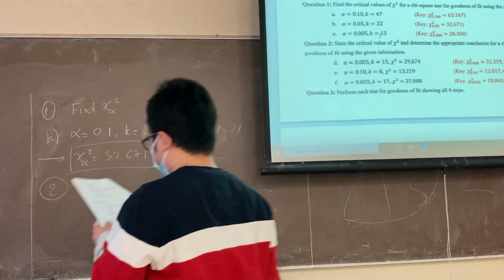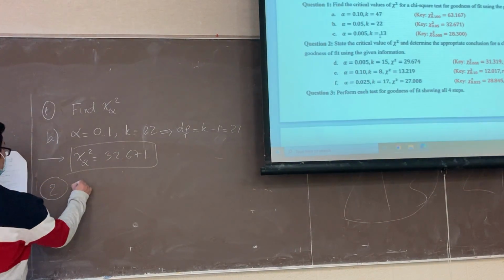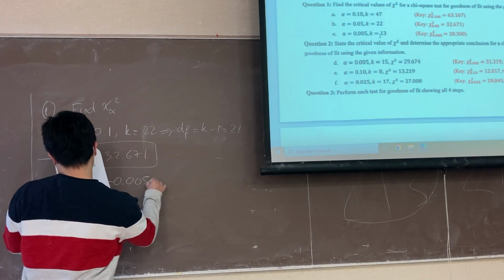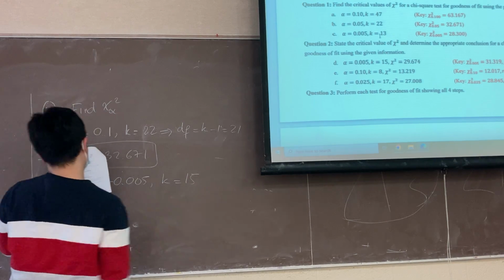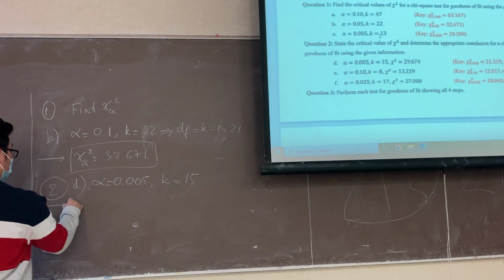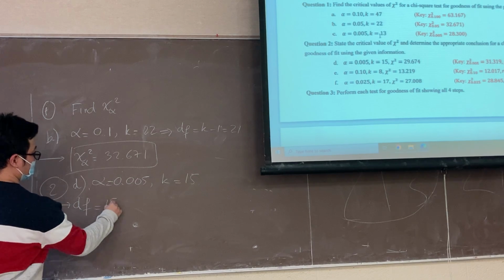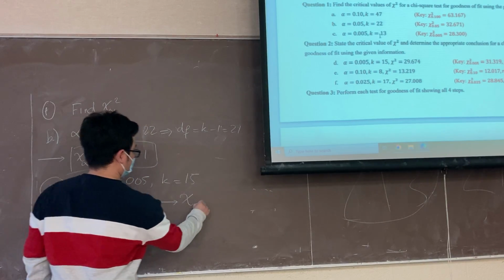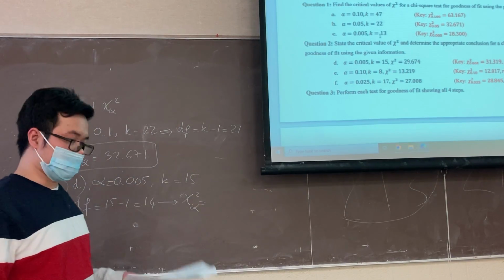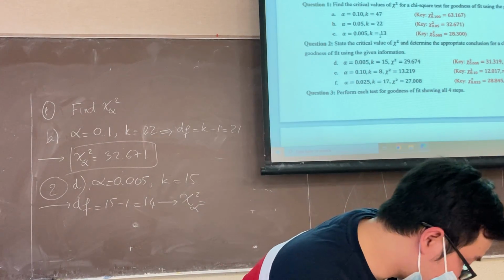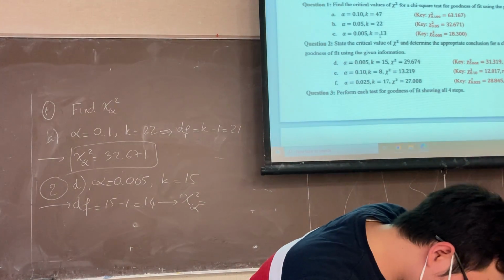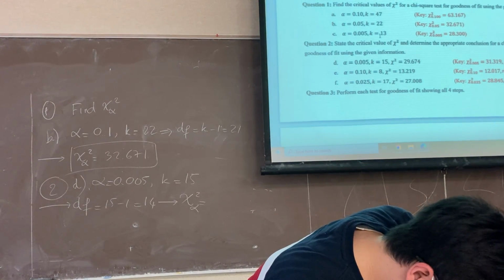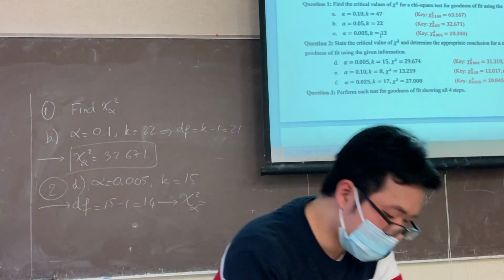Now I will give you question B. We have alpha here is 0.005 and k here is 15, right? In this case, df here is 15 minus 1, which is 14. After that, I use the table to find chi square alpha. It's 14 and 0.005, so that means 31.319.